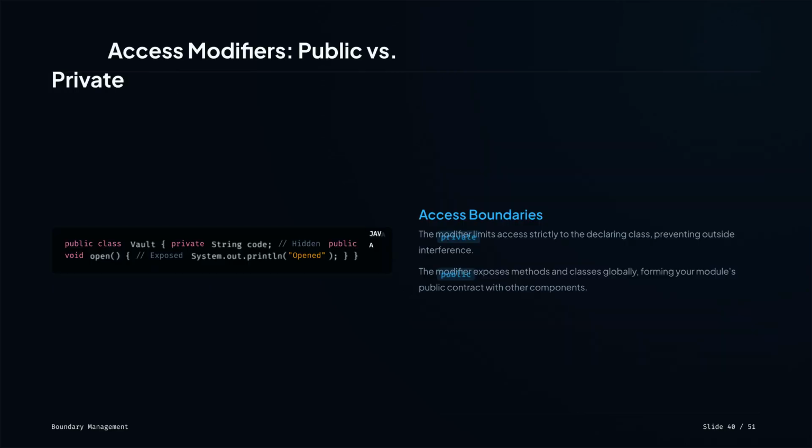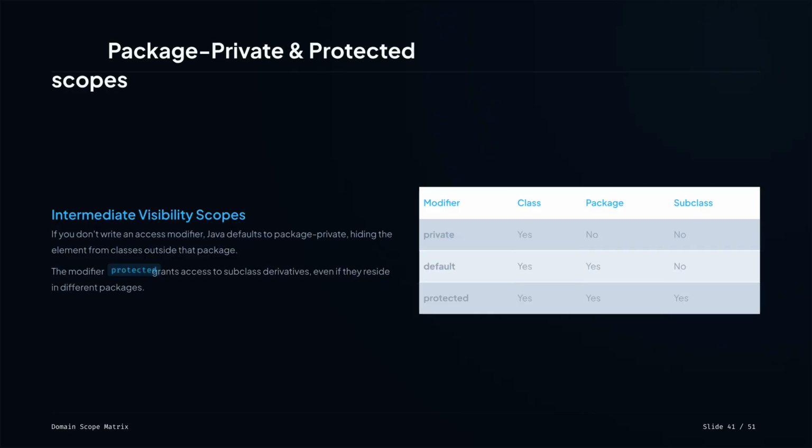Access modifiers define your boundaries. Private restricts access to the declaring class, ensuring complete internal control, while public exposes elements globally, acting as your formal contract with other system components. Between these are package private and protected scopes. Default visibility limits access to the current package, while the "protected" modifier grants access to subclass derivatives, even if they reside in different packages.